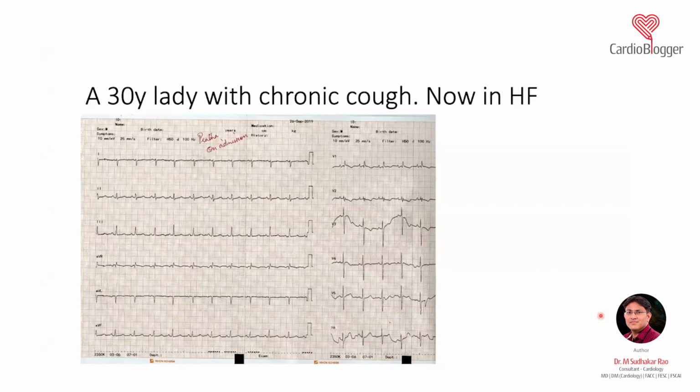Or you can also think the other way, this patient has chronic cough. Sometimes a mitral stenosis patient can have chronic cough because of the orthopnea, PND, and they may present with left ventricular failure. So any of this is possible. Let's see what the ECG is telling.